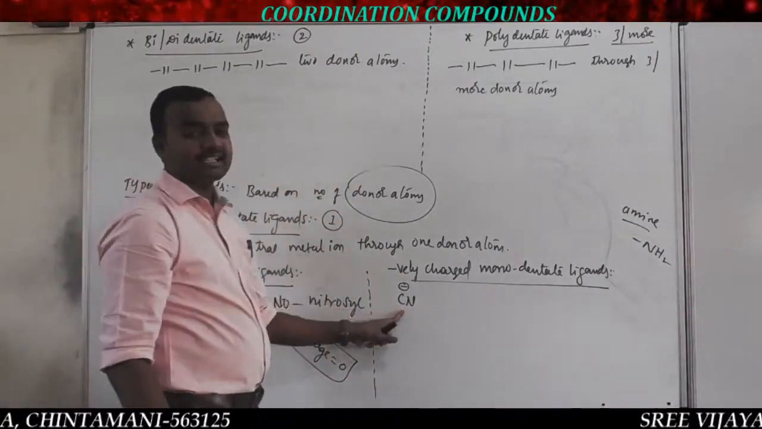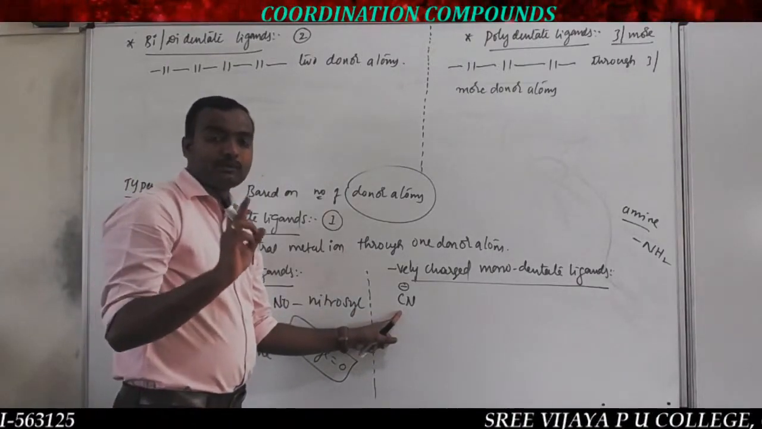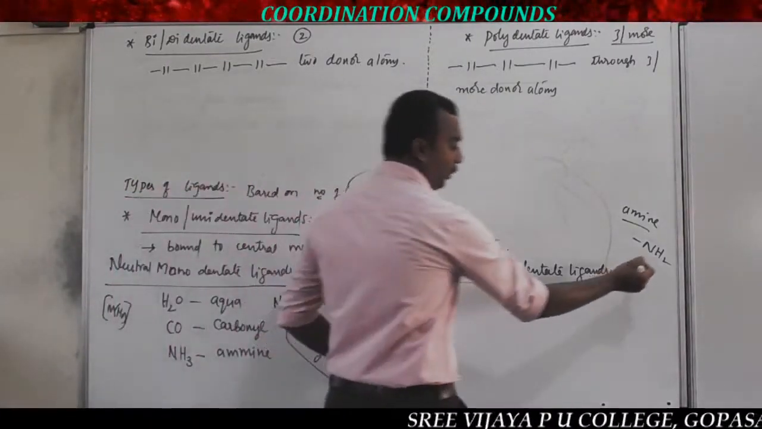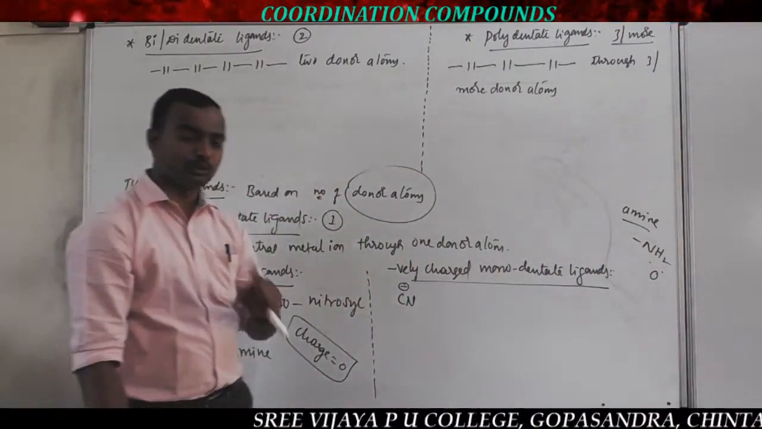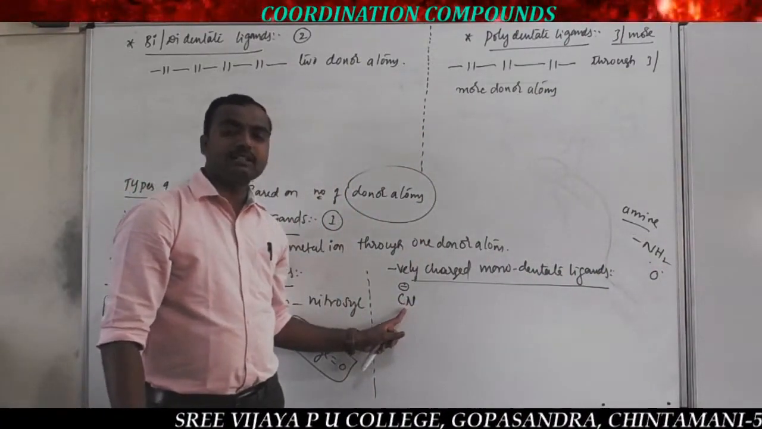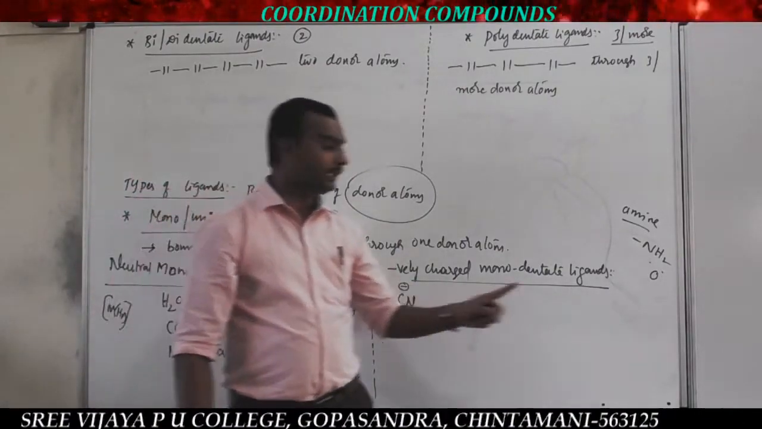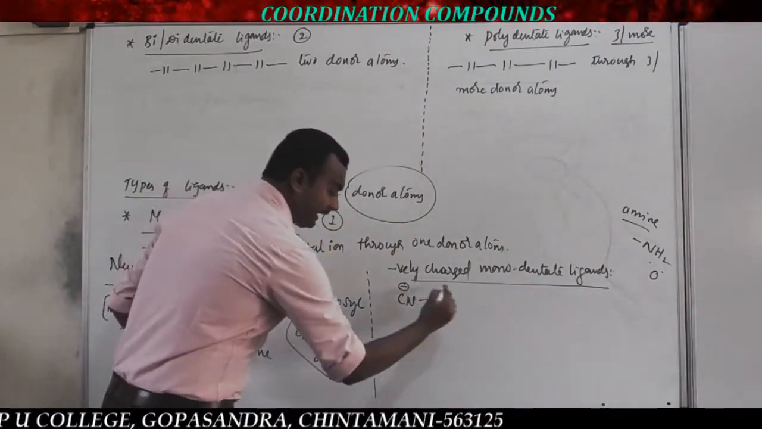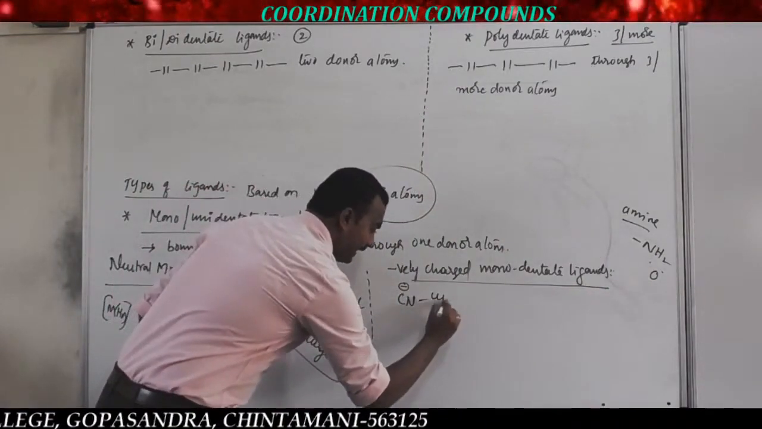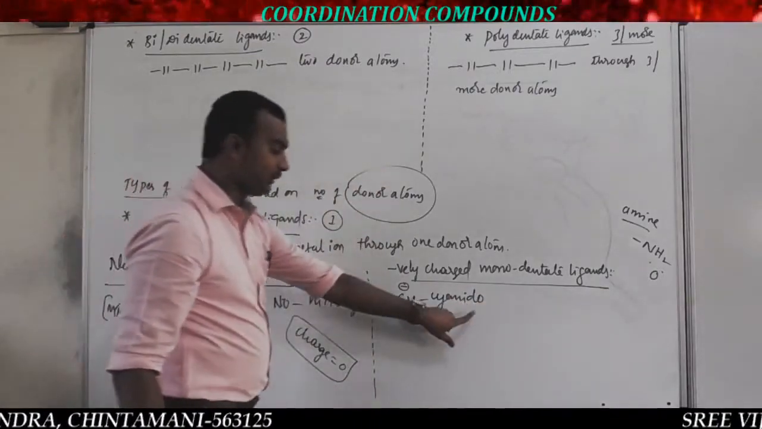This is simply called cyanide. So remember, the names of negative ligands end with O. Whether it is monodentate or bidentate, the name of a negative ligand ends with O in IUPAC nomenclature. This is cyanide, but when it acts as a ligand, it is called cyanido. The name ends with O.